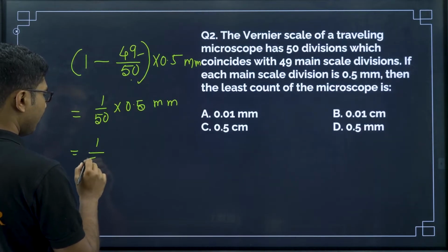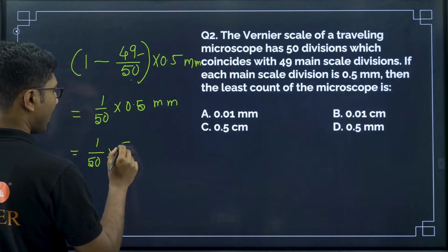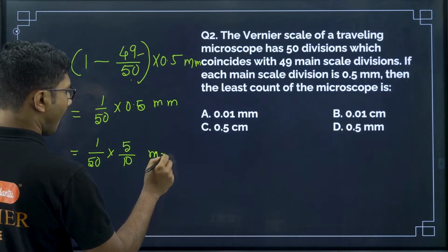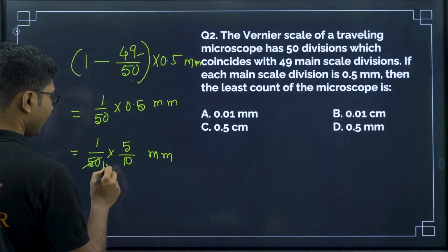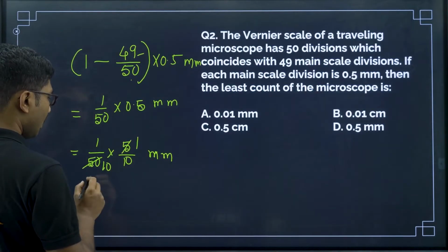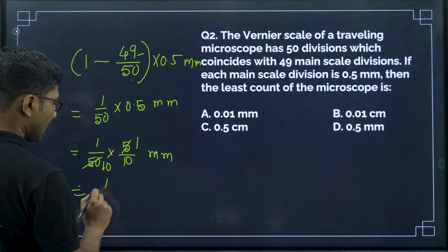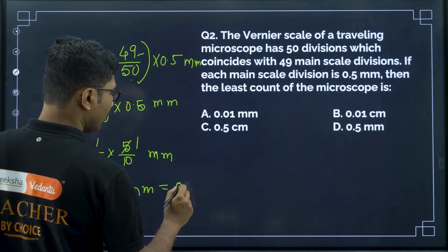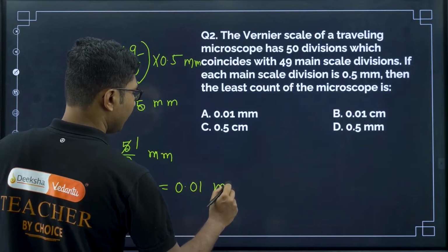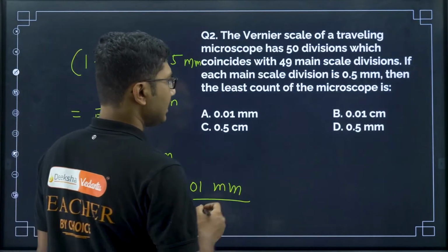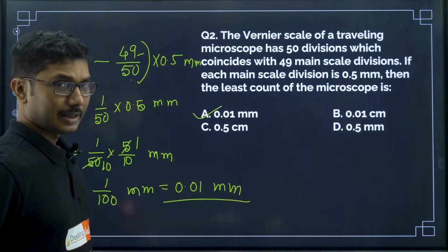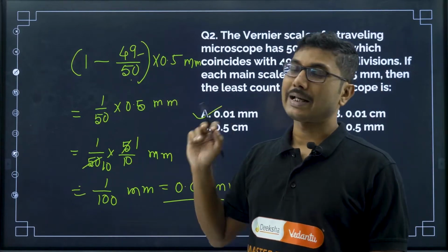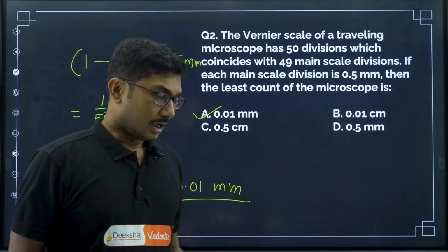So it will be 1 by 50 times 5 by 10 millimeter. 5 tens are 50, so it will be 1 by 100 millimeter, or 0.01 millimeter. So the correct answer is 0.01 millimeter, right? Simple question, simple answer. You need to remember this formula, how you can calculate the least count of a scale.